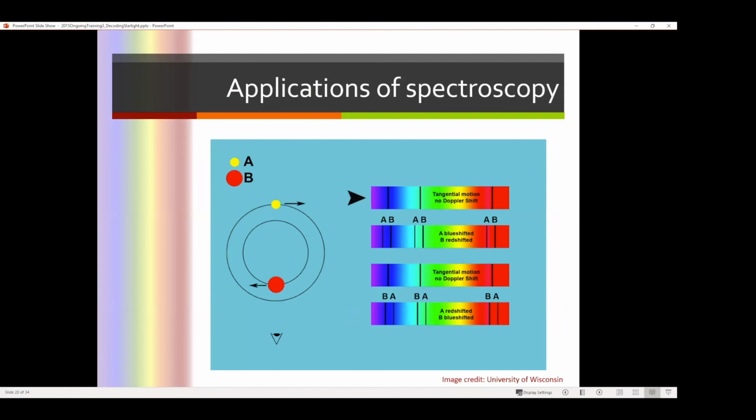All right, so let's look at B, the big red star. So right now it's moving away from us. Each time it moves, the little arrow points to what is the spectrum that we would see.